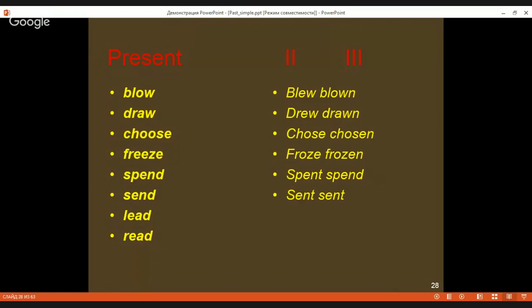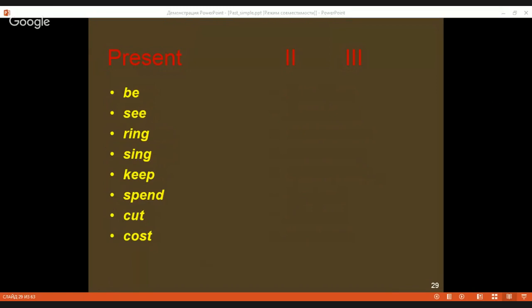And let's check the last one. Lead, led, led. And read, read, read. Please pay attention to those two verbs. The spelling is actually the same for all the forms, but the pronunciation is slightly different. Let's try again. Be, see, ring and sing, keep and spend, cut and cost. Try to find the similarity in the algorithm of those verbs. Again, I give you 1 minute to write down the forms.